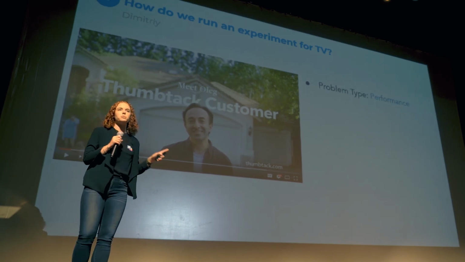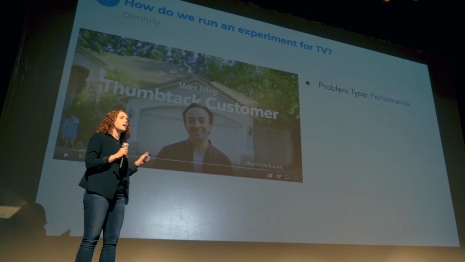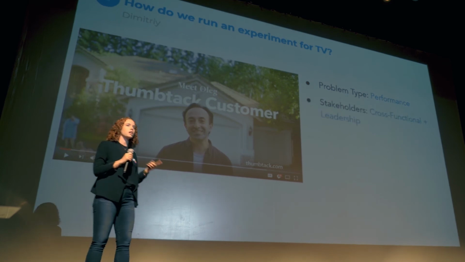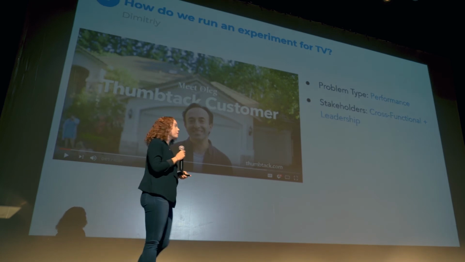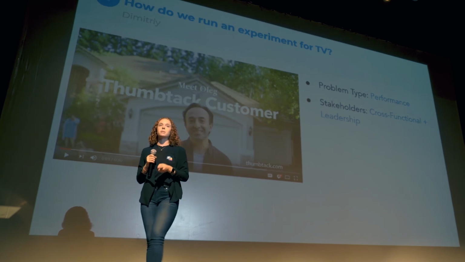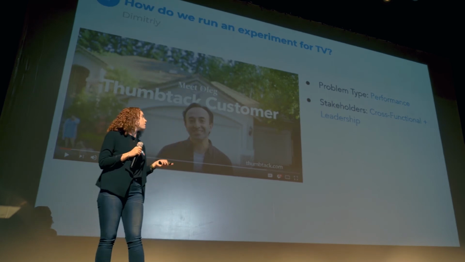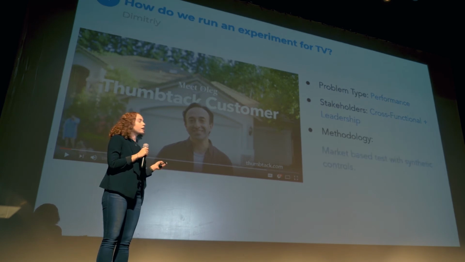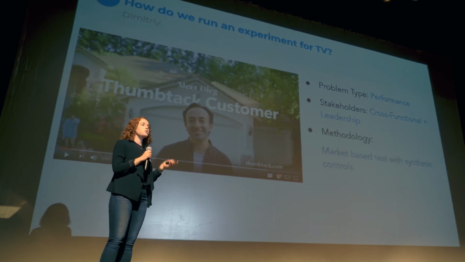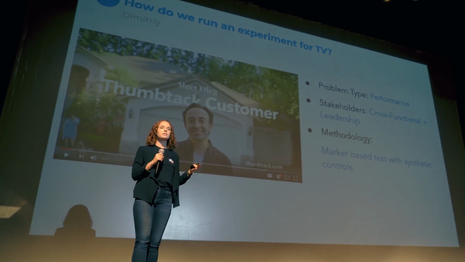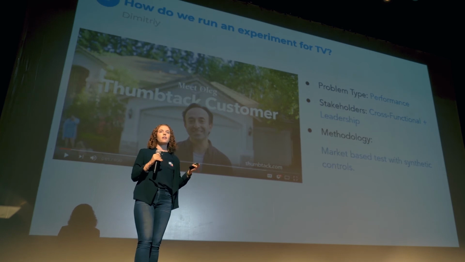So the problem type is we're trying to understand performance of our TV ads. The stakeholders were both the cross-functional customer growth team. You can tell they're really busy. And our leadership team. TV is a big investment, and it's a big investment for growth. And they were, of course, involved. And the methodology, we ran a market-based test where we chose a state to run TV in, and we picked other similar states that had similar metrics, and then tried to measure the lift off of that.